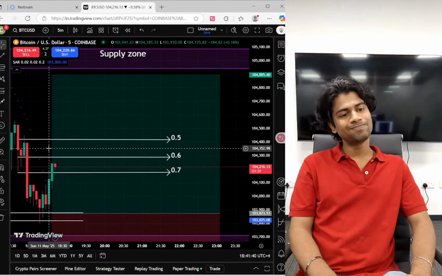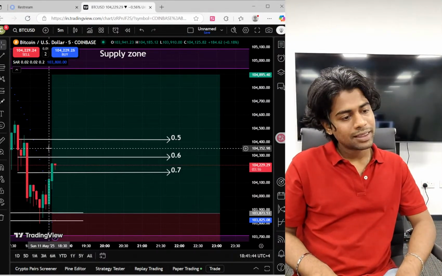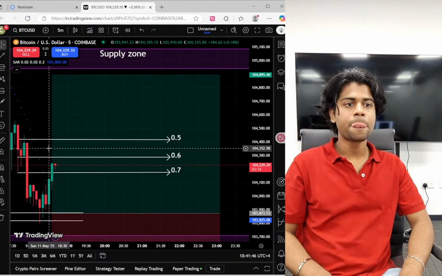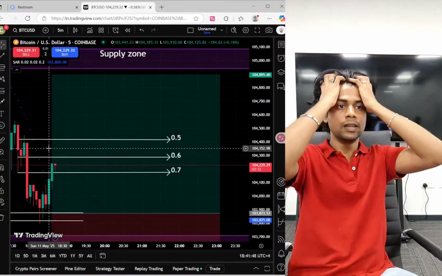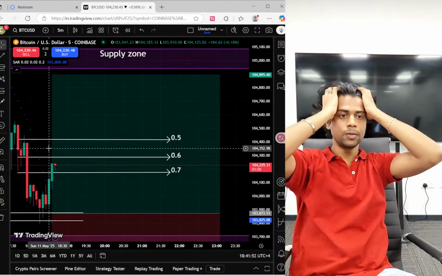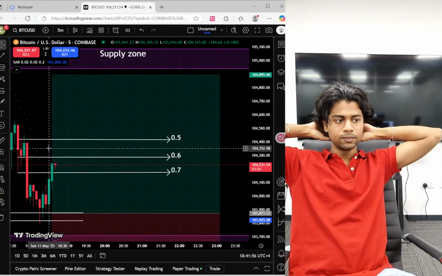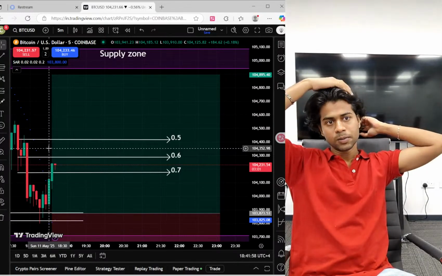But not having that much trust in the market, I believe the retracement will be happening, the retracement will be there in the market. So I'm waiting for the retracement.